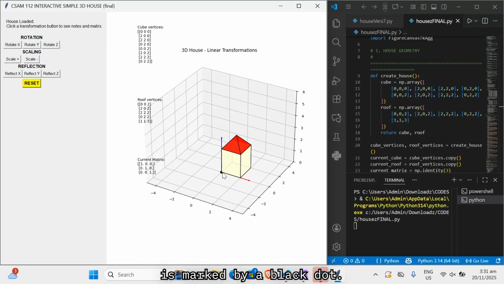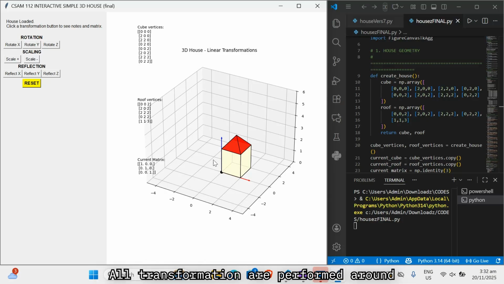The origin is marked by a black dot. Also, you can see there are coordinates displayed: the cube vertices, which means the 8 points of the cube, and the roof vertices, which means the 5 points of the pyramid. As we apply transformations, we change these coordinates.